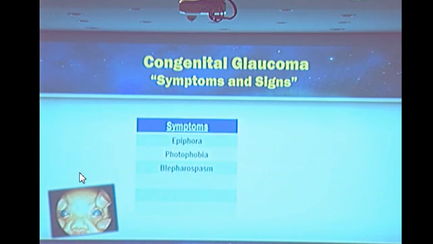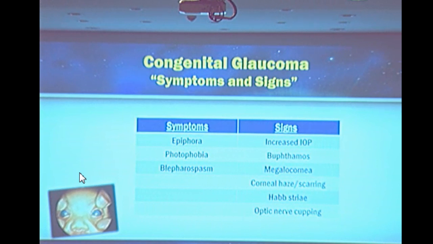When we come to the symptoms and signs, whether primary or secondary, most of the time there is a triad, which is epiphora, photophobia, and blepharospasm. However, you need to keep in mind the other causes that can cause epiphora, photophobia, and blepharospasm, like foreign body, conjunctivitis, and lacrimal sac obstruction, as we will see in the differential diagnosis later on. And the signs are very clear. Most of the time there is no problem with the diagnosis of congenital glaucoma, whether primary or secondary. It is easy to diagnose, especially with the full-blown picture of congenital glaucoma, like buphthalmos, megalocornea, corneal haze or scarring, Haab's striae, and optic nerve cupping, if the view allows you to see the disc, as well as the elevated intraocular pressure.